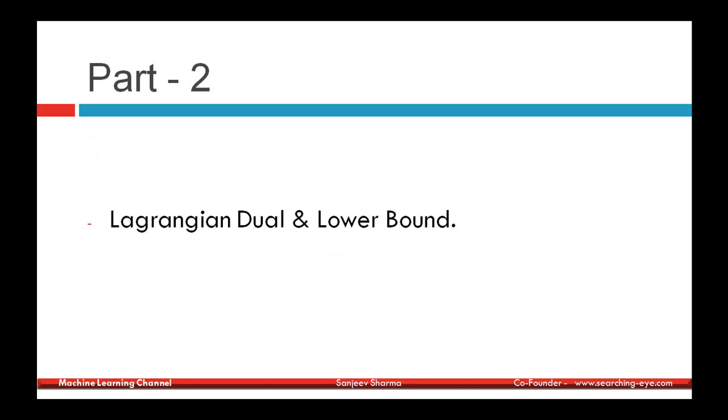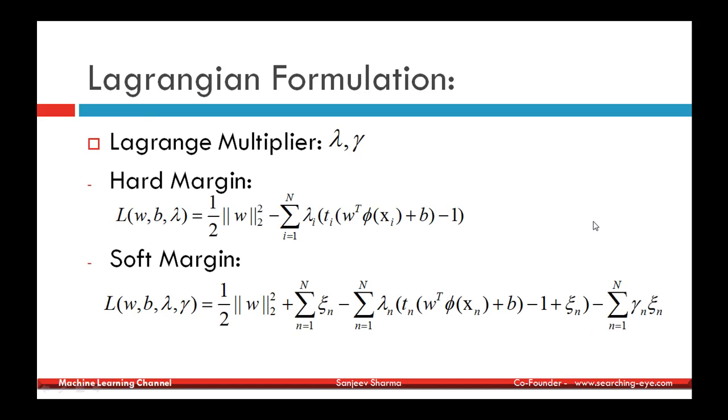So here's the second part, the Lagrangian dual and the lower bound. Here's the Lagrangian formulation for the hard margin and the soft margin SVM. We can move the constraints to the objective function using the Lagrange multipliers. So we have the Lagrange multipliers lambda and gamma, where lambda is a vector whose components are lambda i, for i from 1 to n, and the same is the case for gamma, a vector whose components are gamma n for n equal to 1 to n.